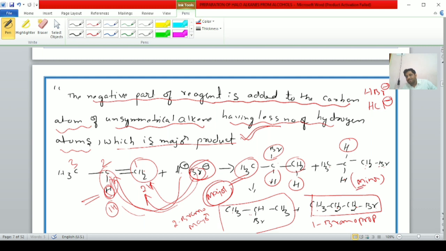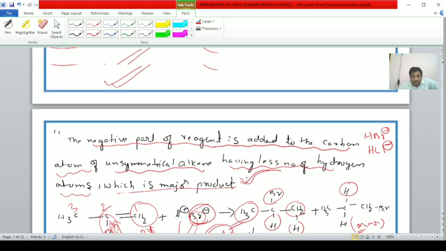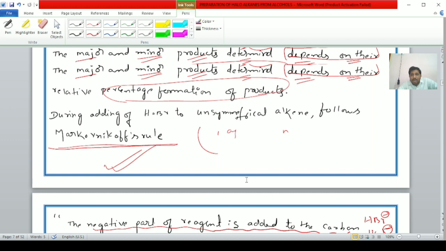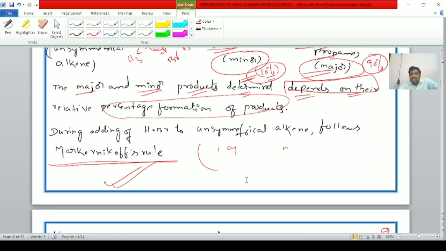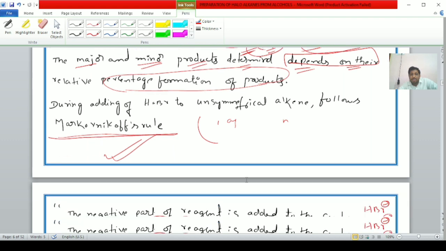Therefore, Markovnikov's rule clearly determines the major and minor products. Previously, how did we determine them? Based on the percentages, that is 90% and 10%. The major and minor products were determined based on their relative percentage formation of product. The percentages, the major and minor, can also be determined by using Markovnikov's rule.